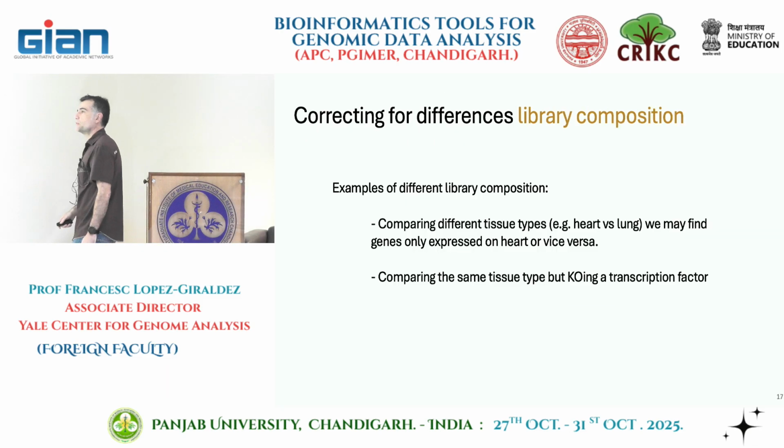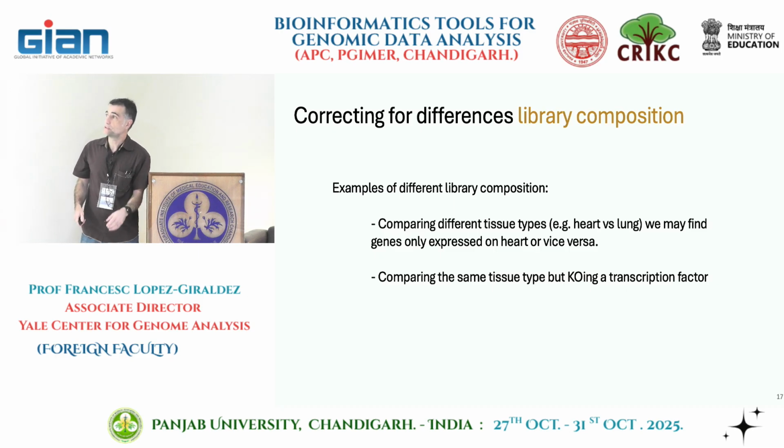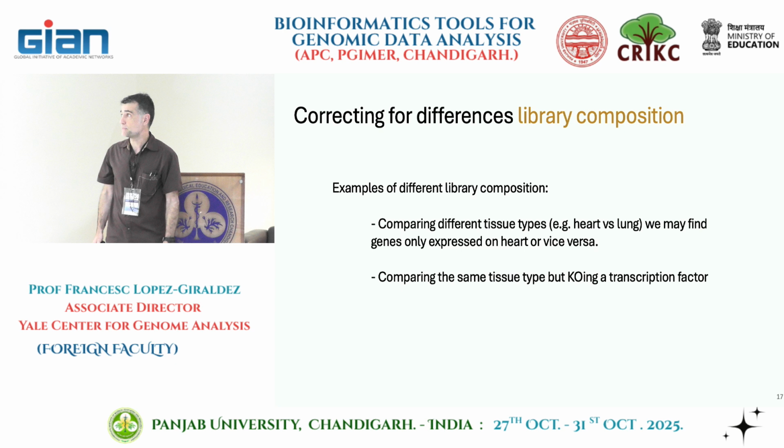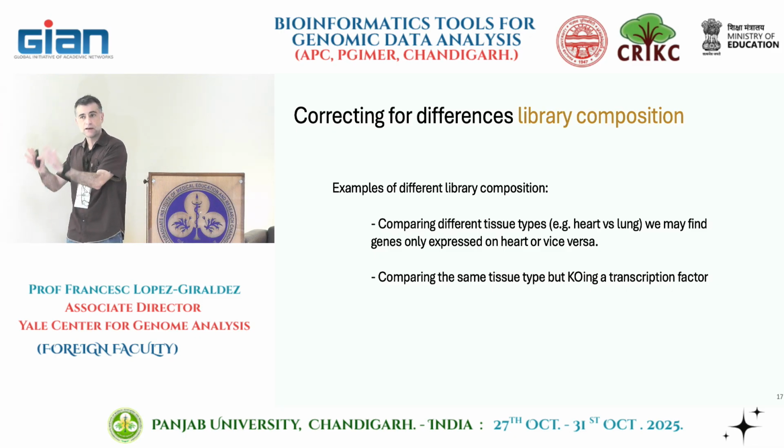Okay, so now I'm going to talk about the RNA composition, or what we also call library composition. There can be situations where you compare, for example, heart versus lung, or 2 different tissues. And you may find that only some genes are expressed in heart, and they are 0 in the other sample. This is a type of what we call different RNA composition. There are going to be a bunch of genes that are expressed in one and completely turned down in a different sample.